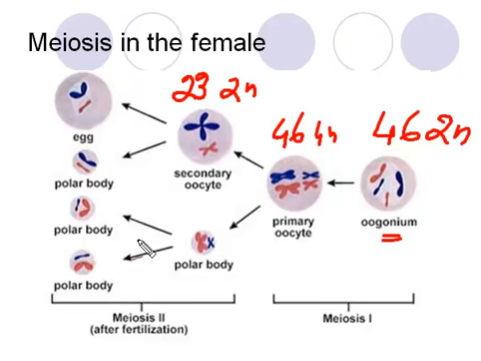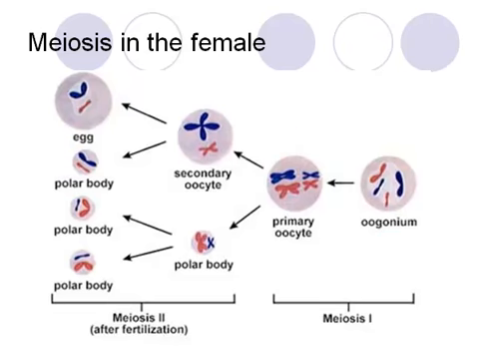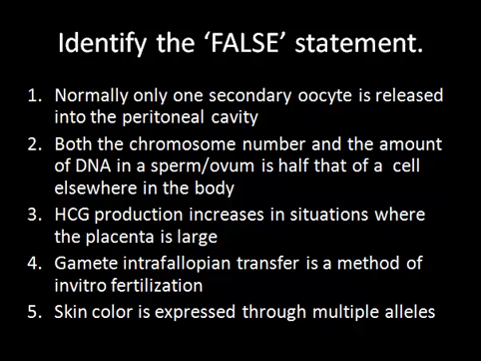Each one of them divides, and so you get 4 at the end. So then this is the ovum, which will have 23 chromosomes and nDNA. You can see the DNA has become half of this. There were 4 here, so you can see the half, and then you have the 3 polar bodies. So to come back to this statement, so this statement says both the chromosome number and the amount of DNA in a sperm and an ovum is half that of a cell elsewhere in the body. So this is also true.